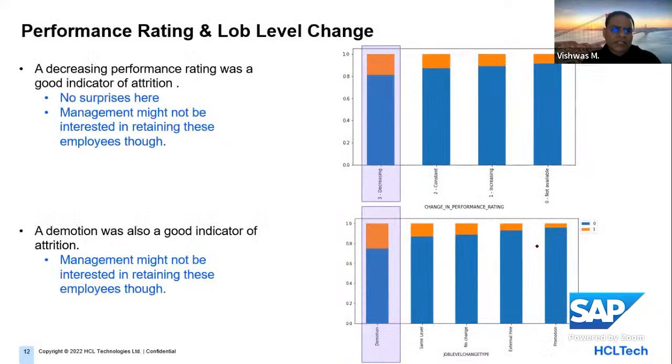We also found that decreasing performance rating was a good indicator of attrition. No surprise here. And a demotion was also a good indicator of higher attrition. No surprise here. The idea is, do we even want to stop these employees? If somebody has decreasing performance, do we want to stop those employees? So I think we have to talk with HR to take a look at the next action for these employees.